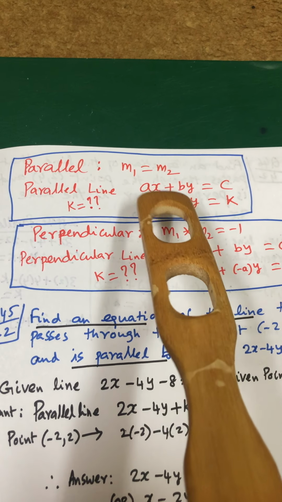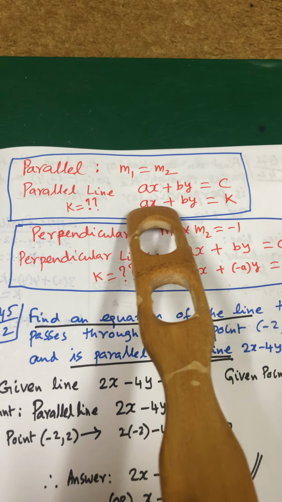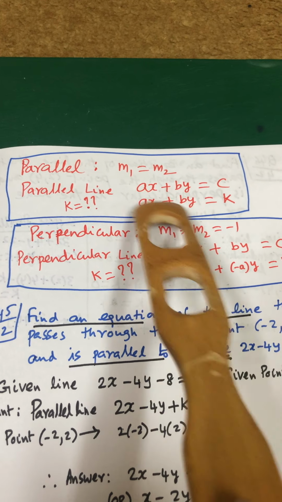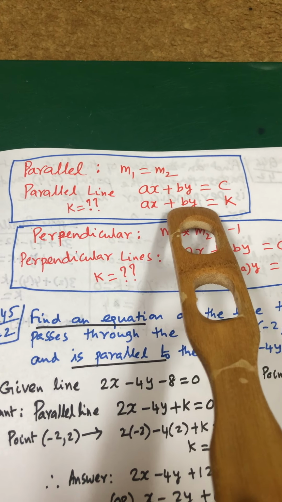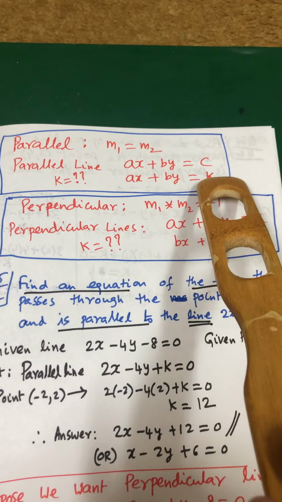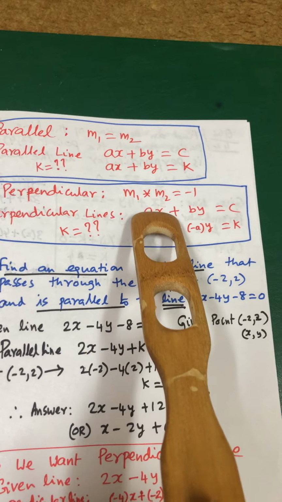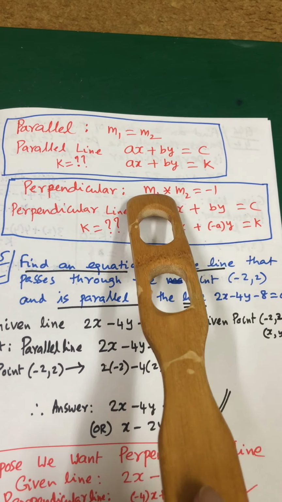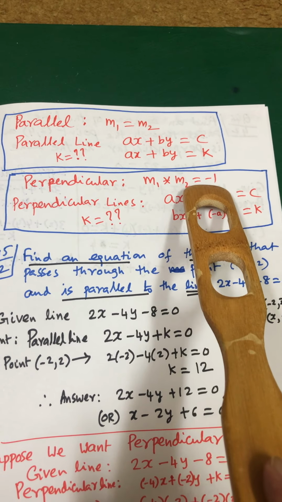So for that, write the answer directly. ax plus by, the slopes are equal, so you can write like this: is equal to, only the constant c will change. Only the constant c will change. Similarly, perpendicular means the product of the slopes must be minus 1. On multiplication of the slopes, you should get minus 1.